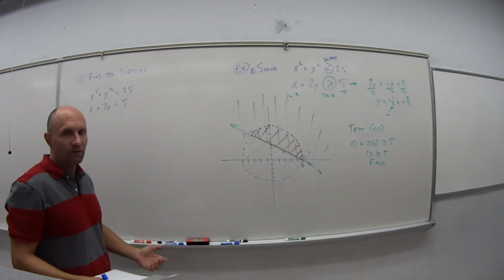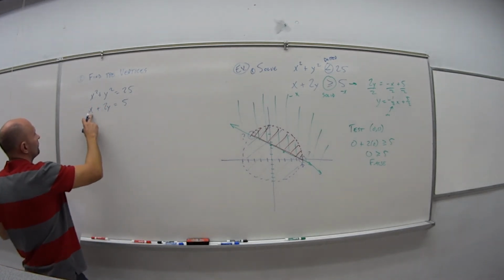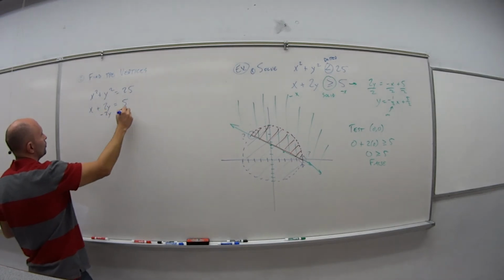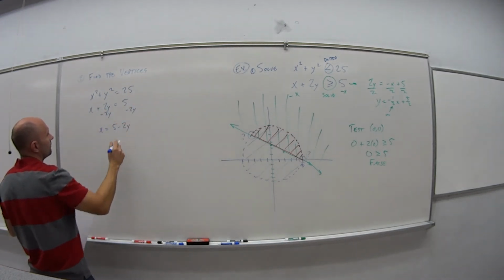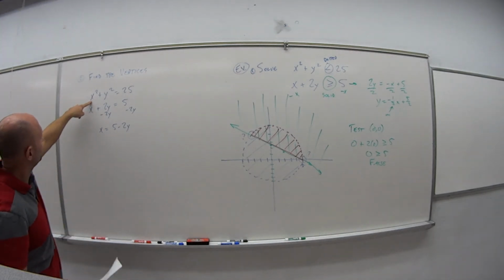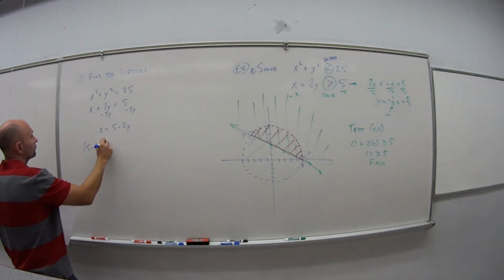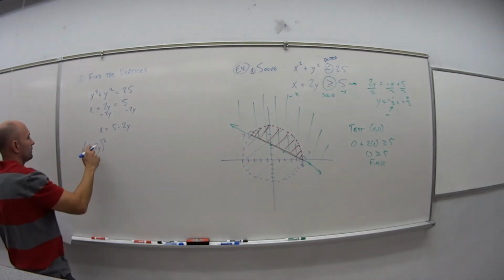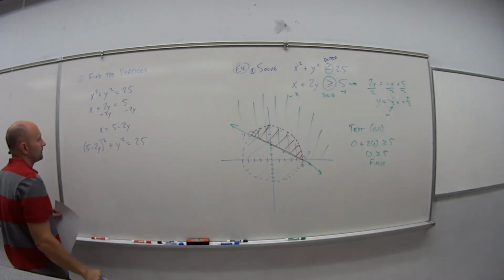So in this case, again, I can do substitution or elimination. I'm going to solve this one for x. If I subtract 2y from both sides, I get x is equal to 5 minus 2y. Now I plug that into the original. So I get (5 minus 2y) squared, because it's x squared, plus y squared is equal to 25.